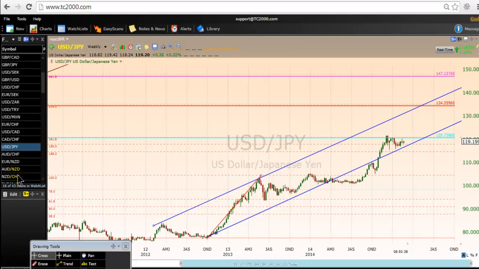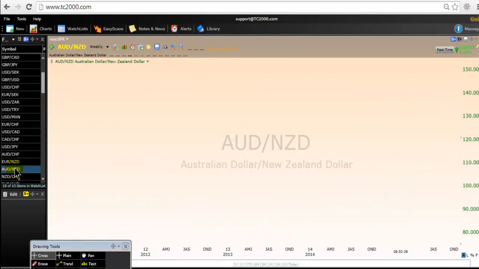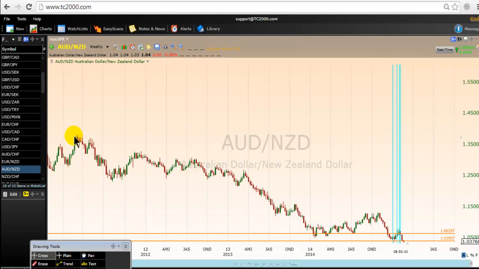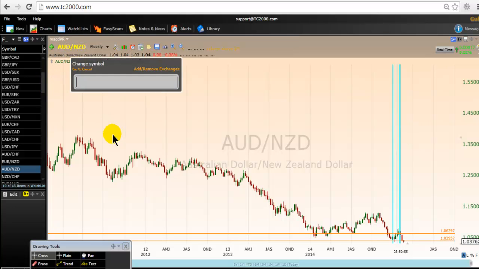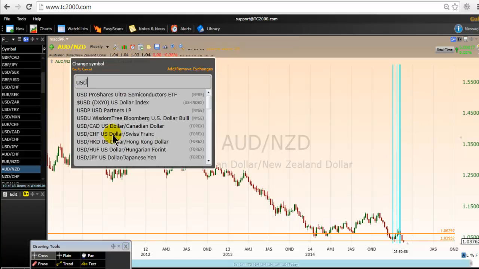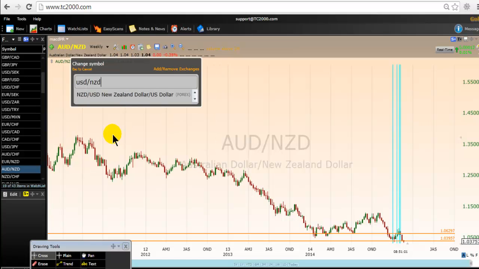All right, I'm bringing it up now. This is the Australian dollar. Oh, now this is not the correct one. I want to show you the US dollar New Zealand dollar currency pair. Sometimes I'm looking through this. I can type it too. USD NZD. Okay, there it is.